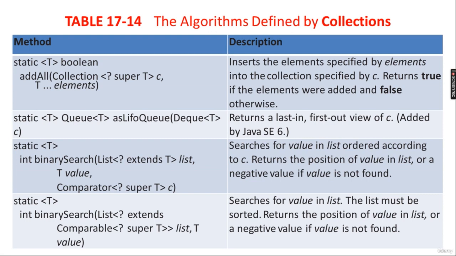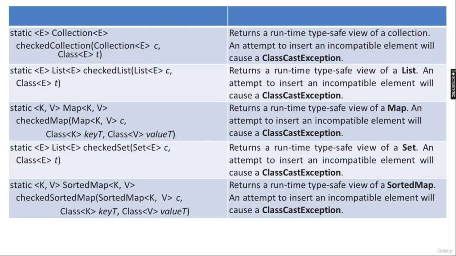Searches for value in the list ordered according to the comparator. Returns the position of the value in the list or a negative value if the value is not found. Static T int binarySearch, List extends Comparable super T list, T value. Searches for value in the list, which must be sorted. Returns the position of value in the list or a negative value if not found.